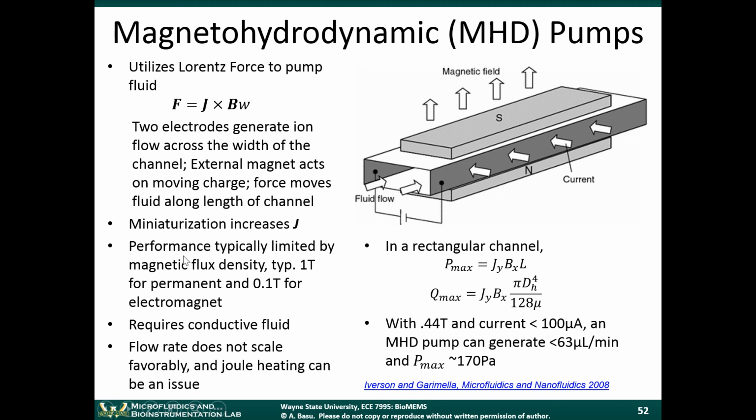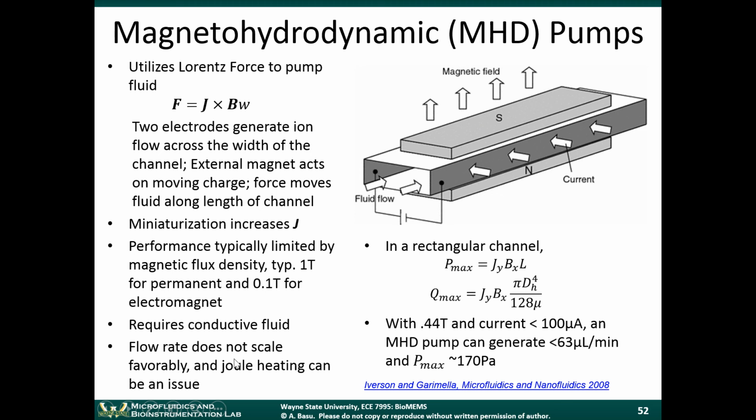Now, the performance is typically limited by the magnetic flux density. So it's more limited by the B term rather than the J term. If you put a permanent magnet on the top and the bottom of the channel, aligning up the poles properly, you might get 1 Tesla, and if you use an electromagnet, maybe 0.1 Tesla. So this is what limits how much force you can get.